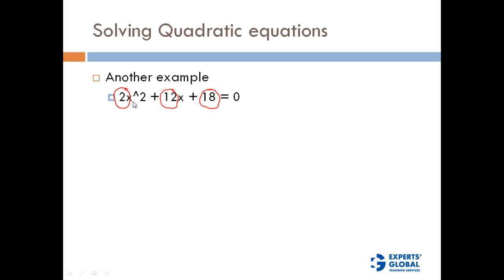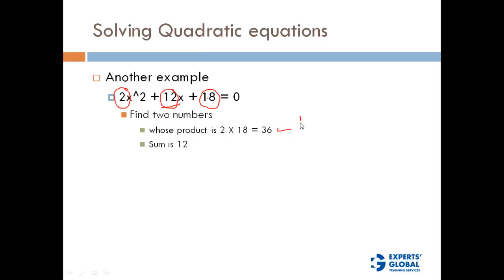Always remember, check the coefficient of x square, because most of the time the coefficient of x square is 1, but sometimes you will also get a coefficient of x square other than 1. So now we have to find two numbers whose product is 2 into 18, which is 36, and whose sum is 12.